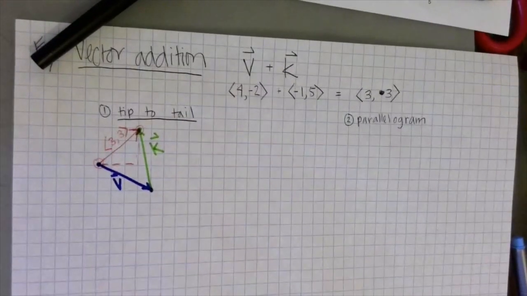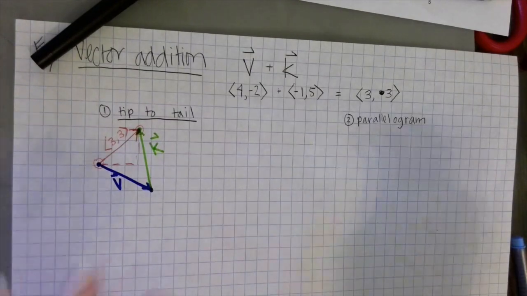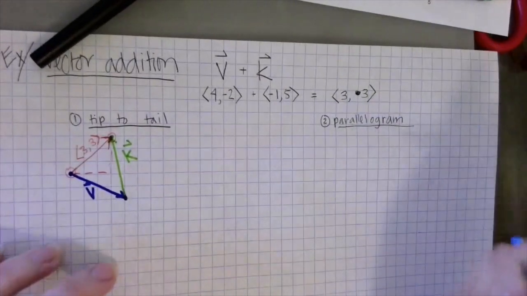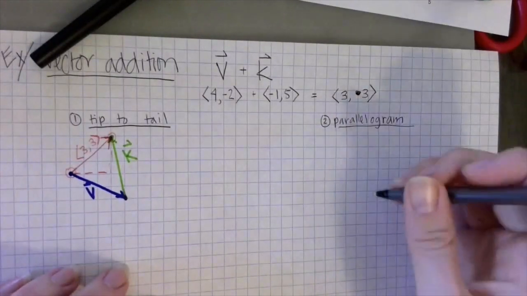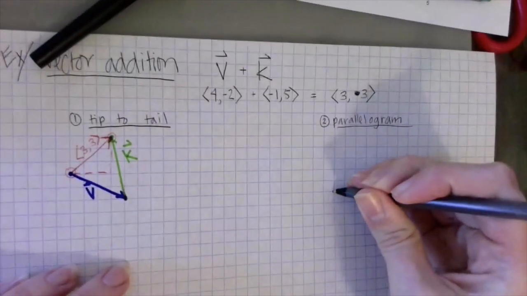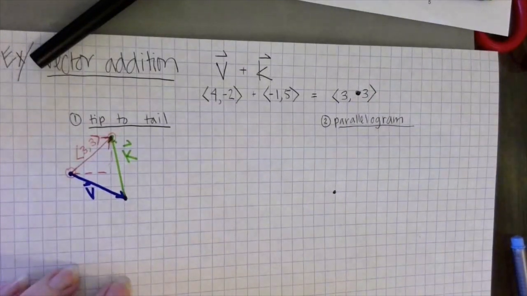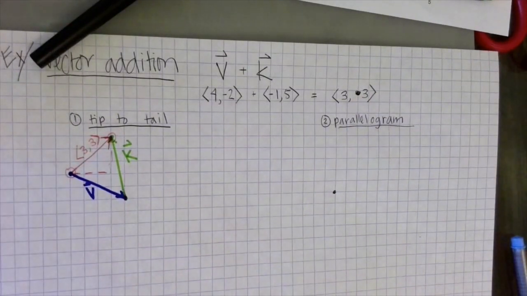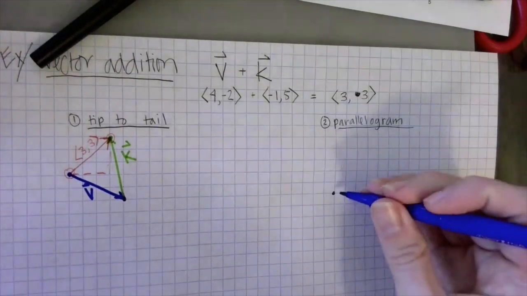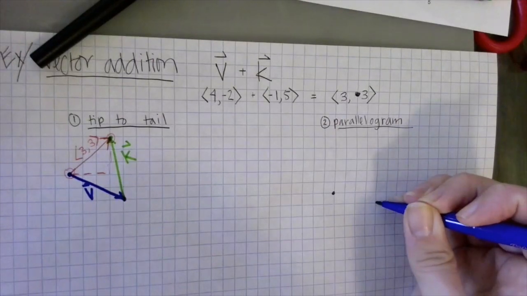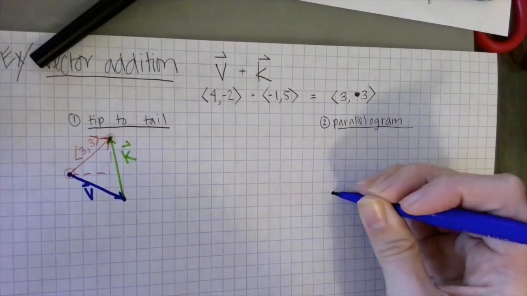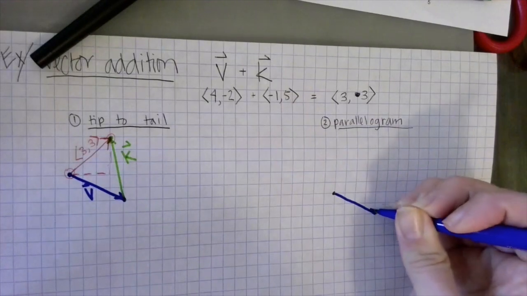The next method is the parallelogram method. In the parallelogram method, we are going to draw vector v and vector k with a common starting point. So let's pick this starting point right here. Okay, so vector v is going to go 1, 2, 3, 4 to the right, and 1, 2 down. So here's vector v.